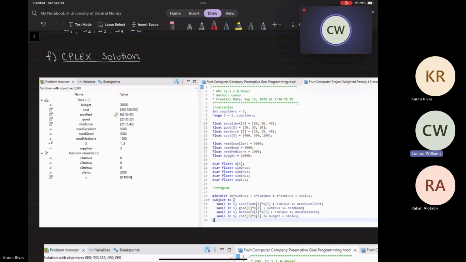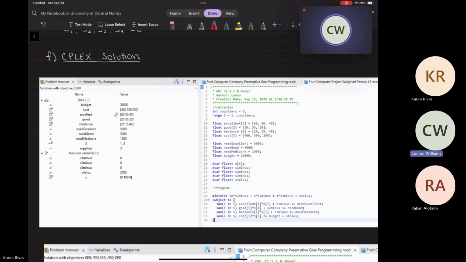And then according to our objective function, the next part is our summary. So we have S1 minus, S2 minus, S3 minus, and S4 minus for our variables with X in there as well. And then our program, so we're minimizing the 10 times S1 minus plus 6 times S2 minus plus 4 times S3 minus plus S4 plus. So once again, that was our objective function. And then we found the sum down here at the bottom.